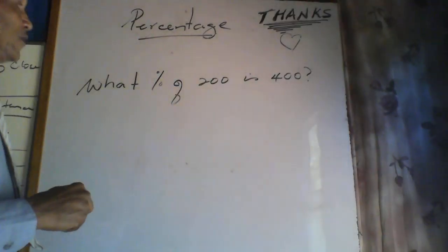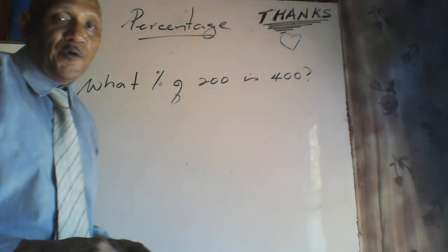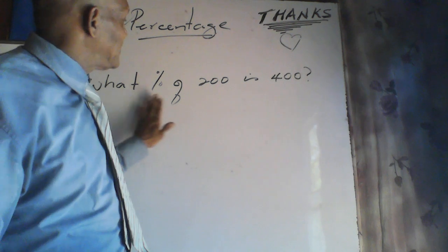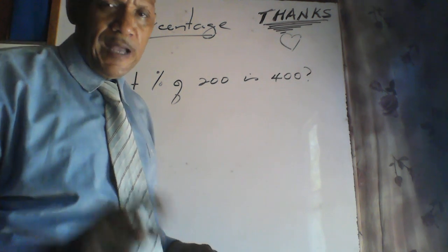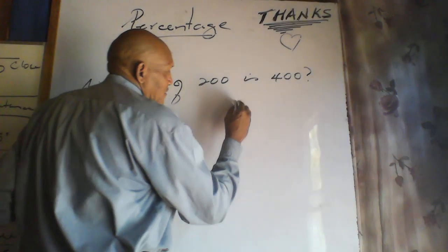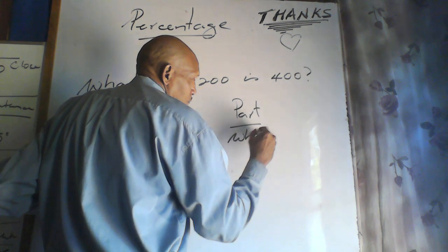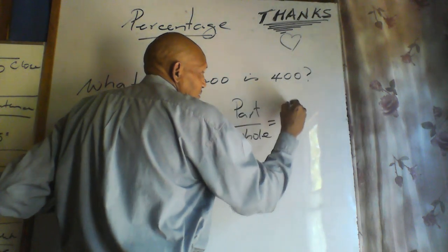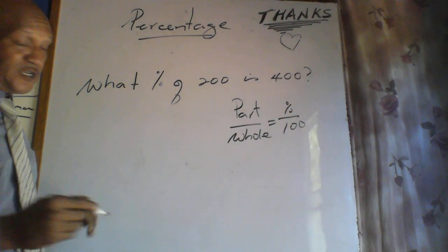Wow. Now look at this problem. It's a little strange, but you will see it every now and then. What percent of 200 is 400? It looks weird. I'm going to show you why. We know the formula. The formula is part over the whole is equal to percent over 100. That's the formula. I follow my formula.